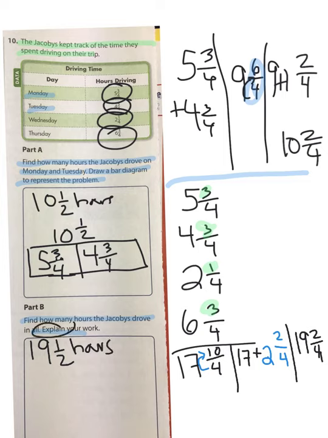To explain it, if you have to explain it on your test, you could say this. Hold on a second. You could say, I added the whole numbers and the fractional parts and then simplified the fraction. And by simplifying, all we did was we took this fraction over here and we fixed the 10/4. And we made it into 19 and 2/4, or 19 and a half.